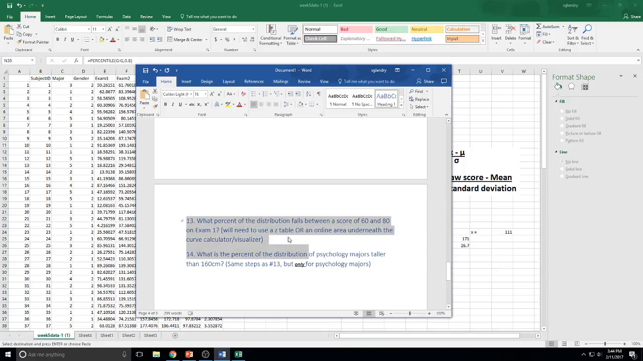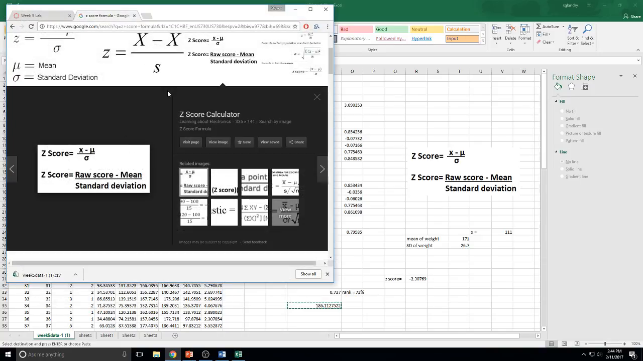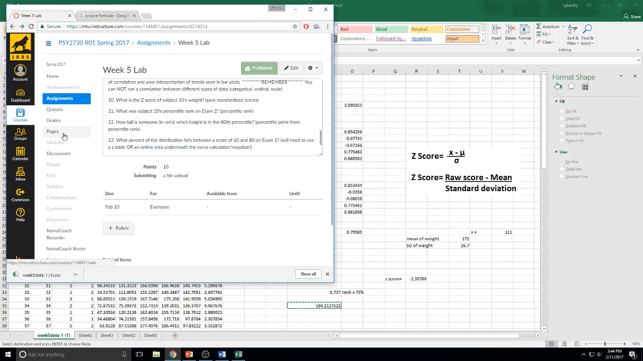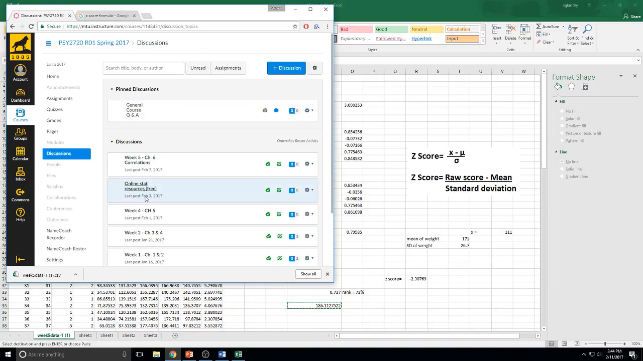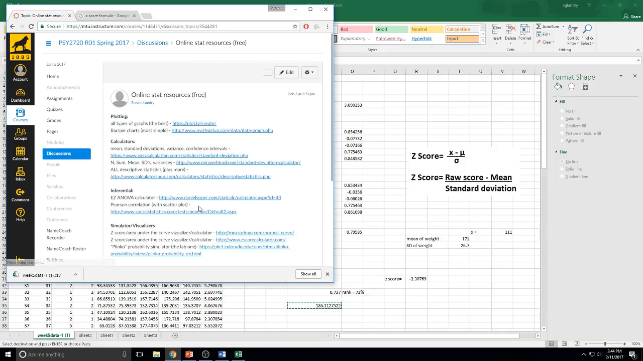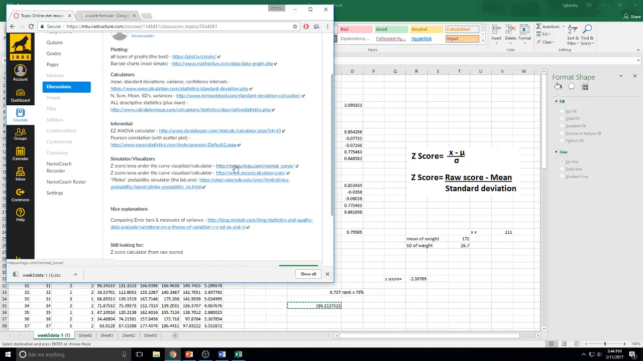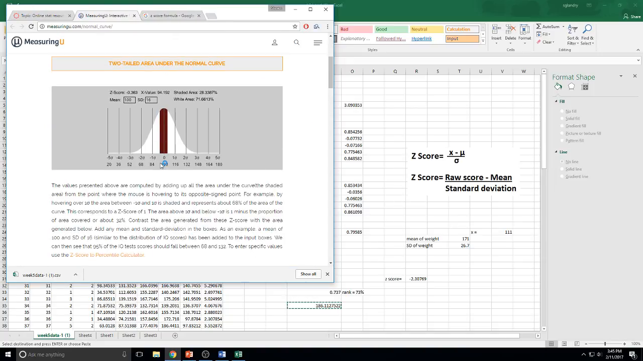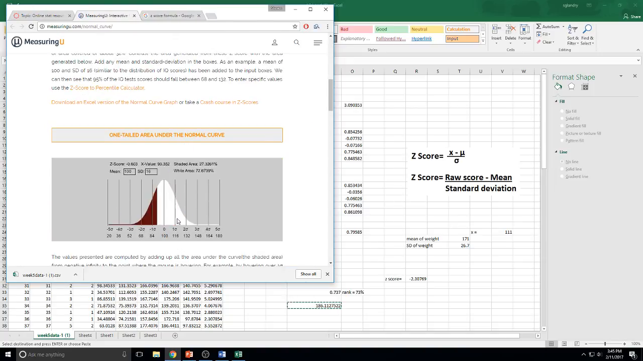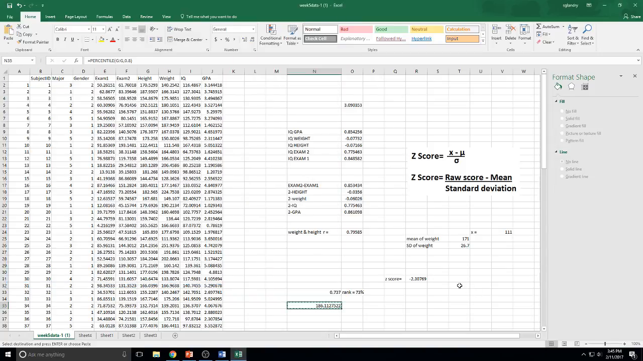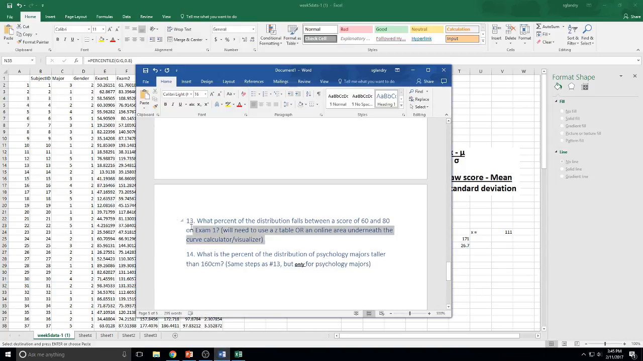Alright, what percent of the distribution falls between a score of 60 and 80 on exam 1? I'm going to use my calculator because I liked it. So if I go to online stats resources, I like that guy. And this guy, this is the one that I like. Okay, so what was the question? What percent of the distribution falls between a score of 60 and 80 on exam 1?